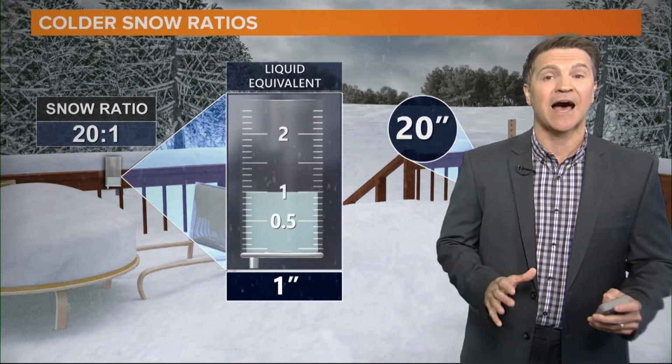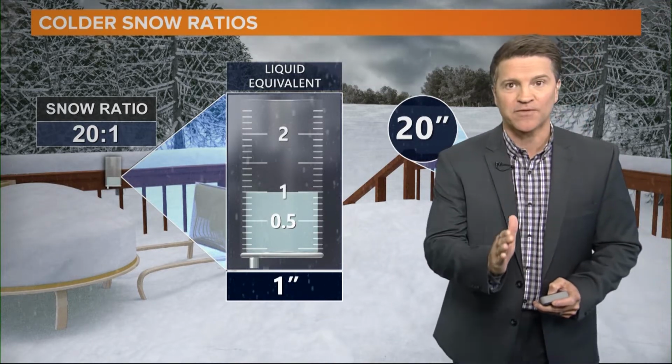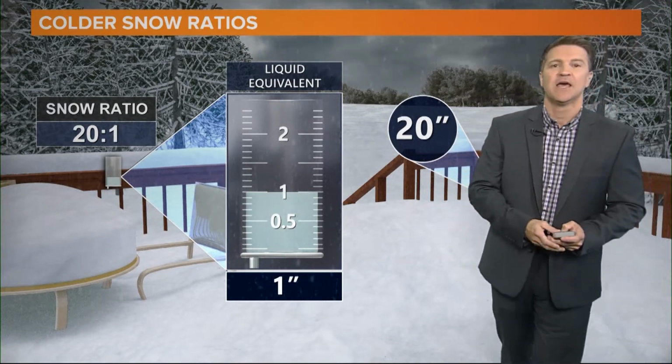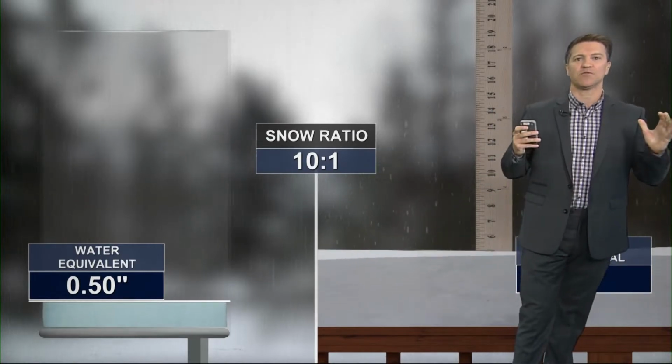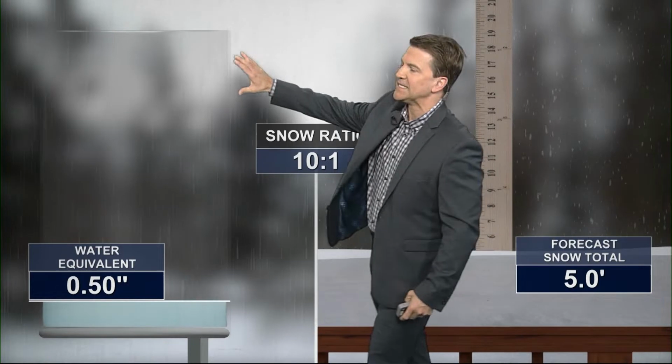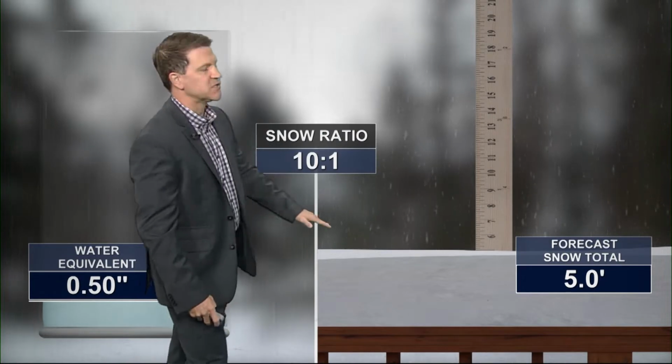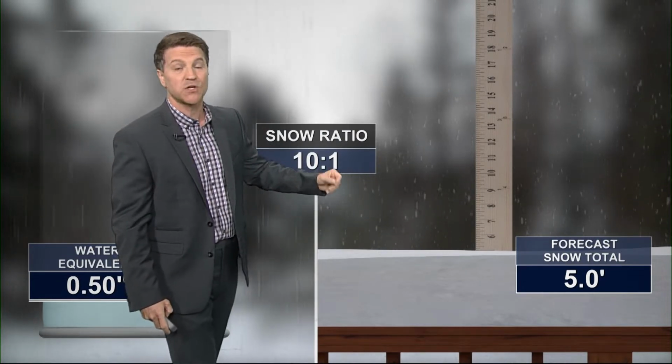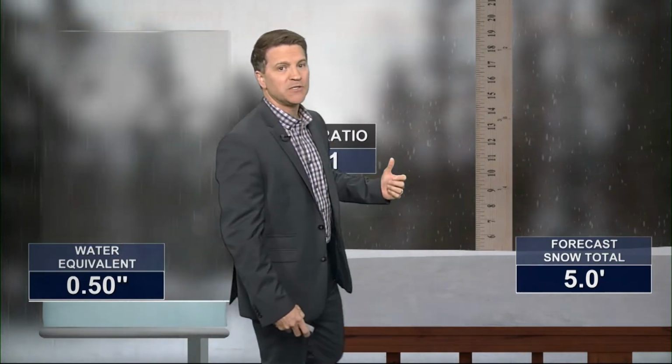So there's a lot going on, not only trying to find the rain-snow mix line, but also trying to use the right ratio. And here's another way to look at it. So this is a tank of liquid that has 1/2 inch of liquid, and this is what it would look like from a snow perspective. So 5 inches of snow, again, if we're using 10-to-1.